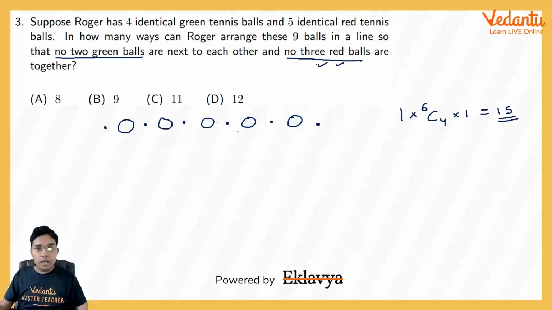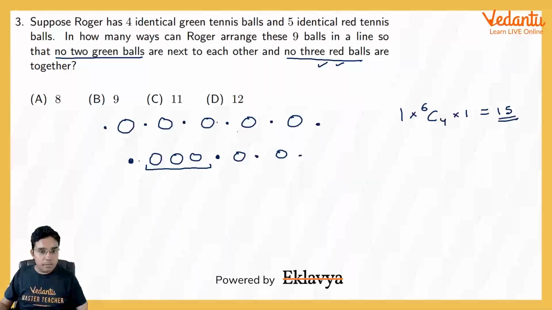But here we have to make sure that 3 red balls are not together. And how can 3 red balls be together? Let us see if it is possible at all. If I put these 3 red balls together and say there will be no green ball in between, is it possible? Let us see. So it looks like it is possible, because if we place our 4 green balls like this, one here, one here, one here and one here, it is possible.